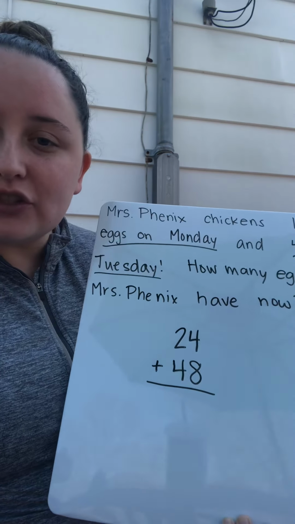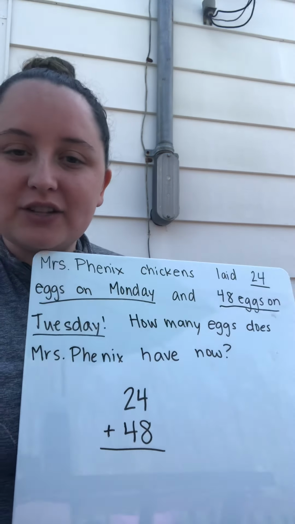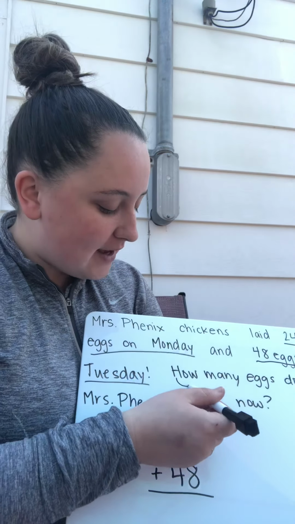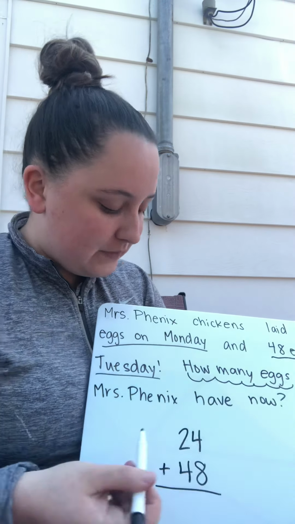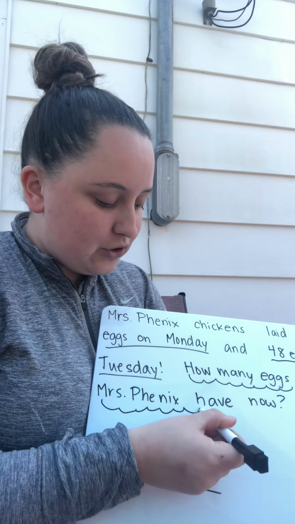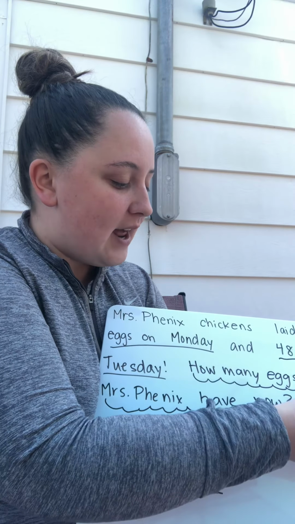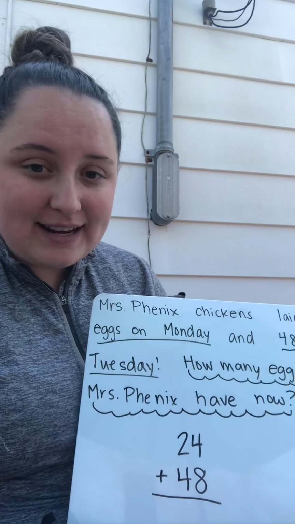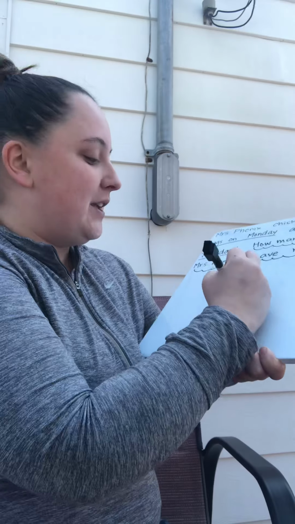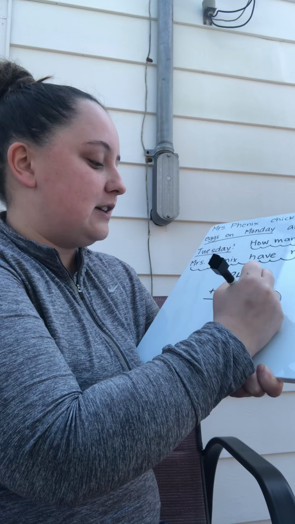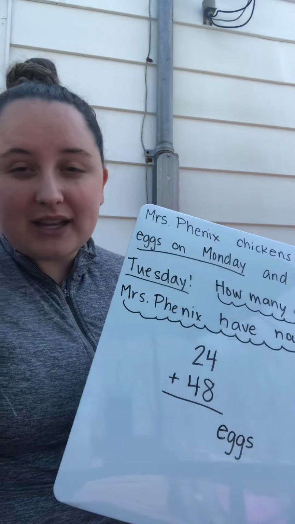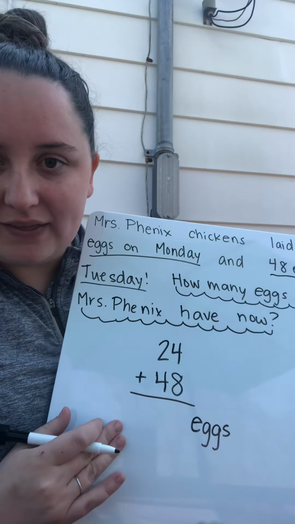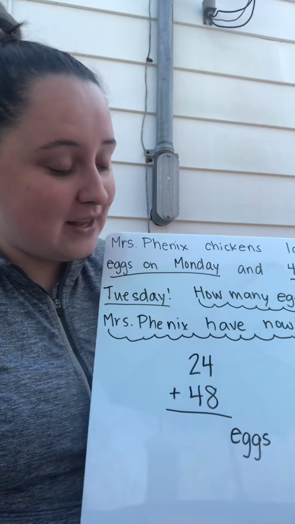Now, what are we trying to solve? What's the part that we're trying to solve? Right, we're trying to solve how many eggs I have now. So what I might do, so that I don't forget it, is write my label down here. I'm going to put eggs down here just so that I don't forget. Because sometimes when I get done with a problem, I'm like, okay, let's move on. And I always forget to put that label, and that label is very important.